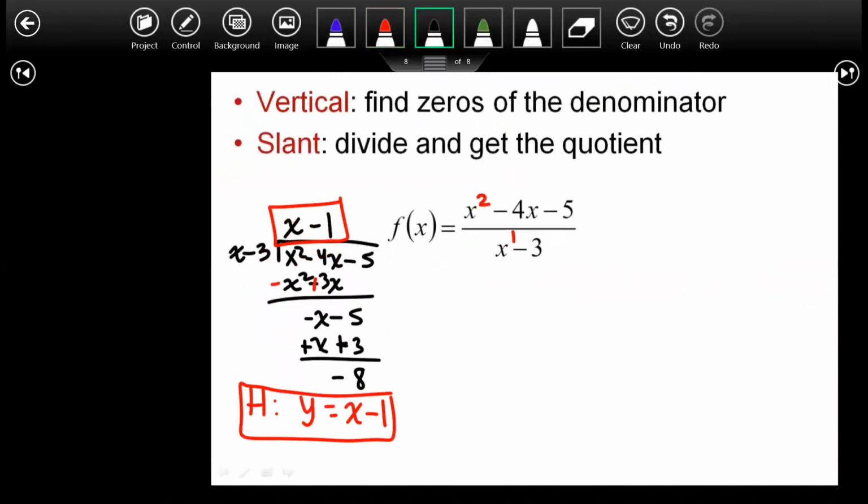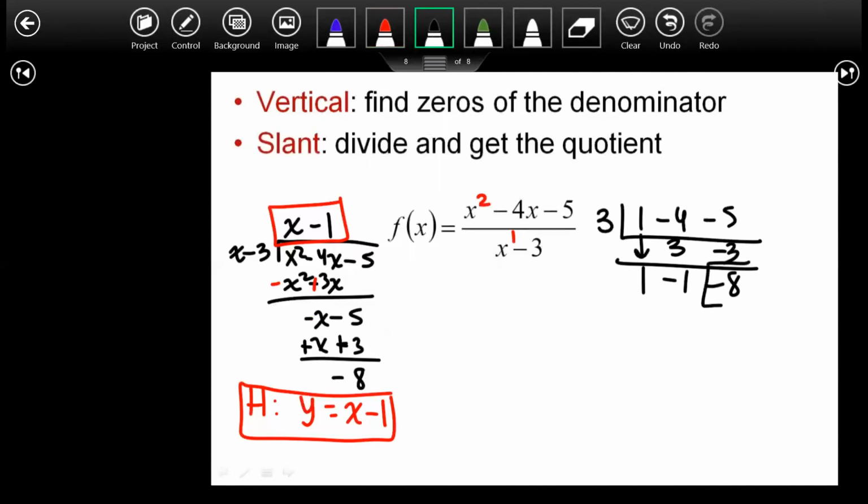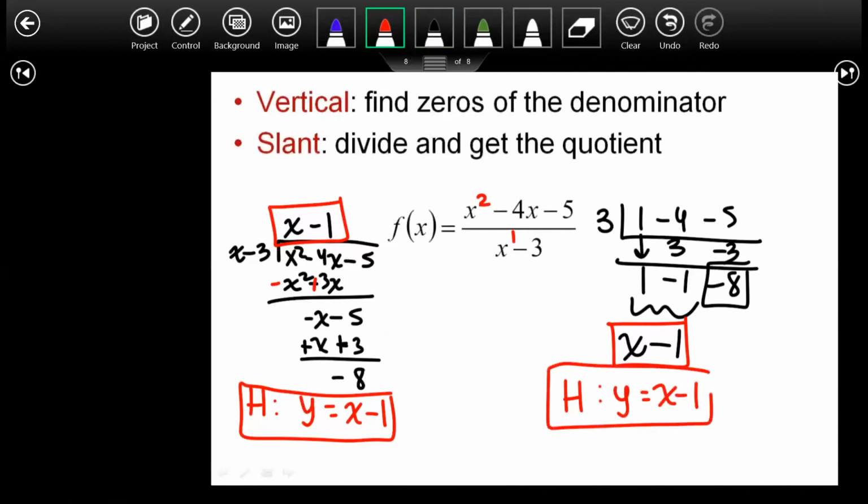If we do it the synthetic division way, that works as well. We're going to use 3 on the outside, 1, negative 4, negative 5. This is our remainder, and our quotient is going to be 1 degree less. So x minus 1 will be the same. So our slant asymptote will be y equals x minus 1. These come from the exact same thing. Okay? So we're going to talk about what it looks like to graph these.